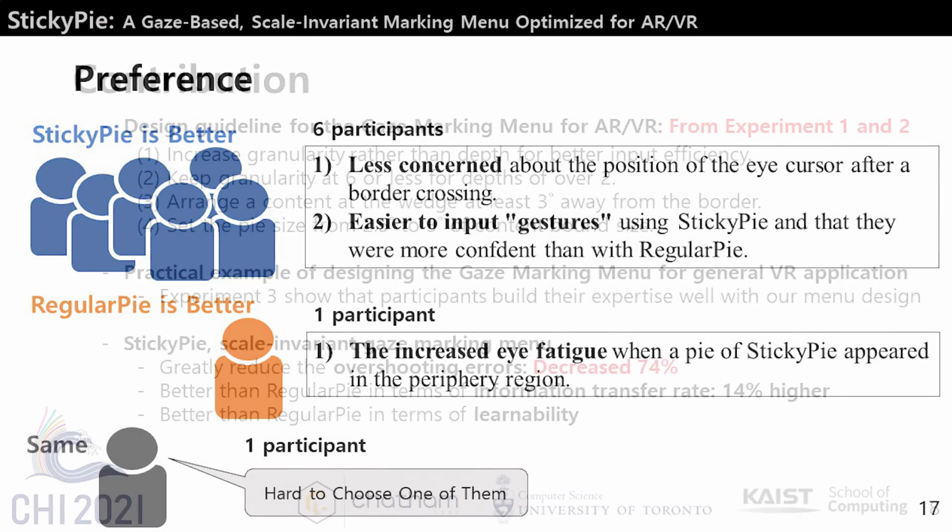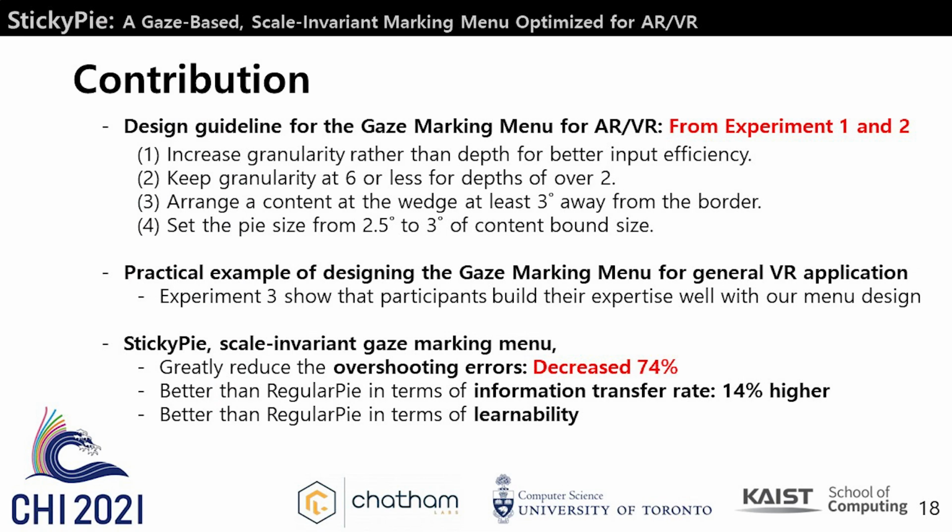Our contribution of this paper is threefold. First, we present design guidelines for the gaze marking menu for AR/VR. Second, from the design guidelines, we present a practical example of designing the gaze marking menu for general VR applications. This example could help show how our design guidelines apply for designing a practical gaze marking menu. Lastly, we present StickyPie and demonstrate better usability over regular pie.